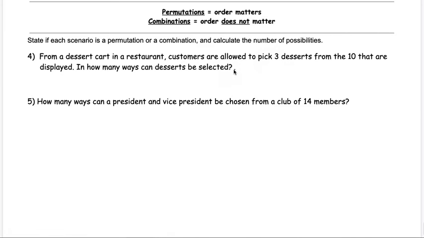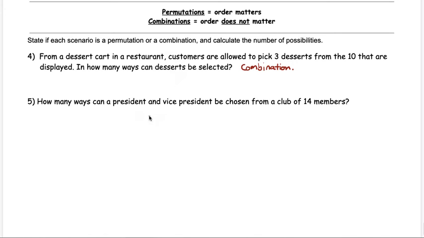Order does not matter in this case, so this is going to be a combination. Right? Because you don't care which order you're getting those three desserts in. Once you get those three desserts, you're going to want a different set of desserts.